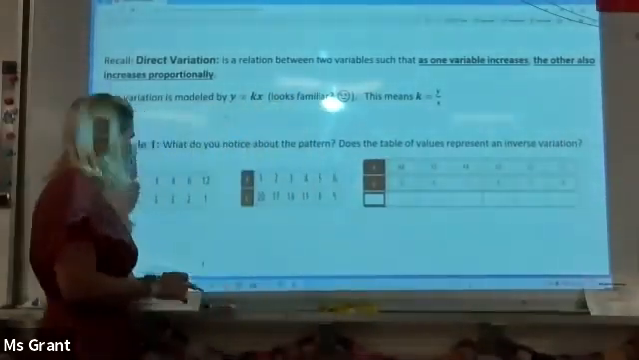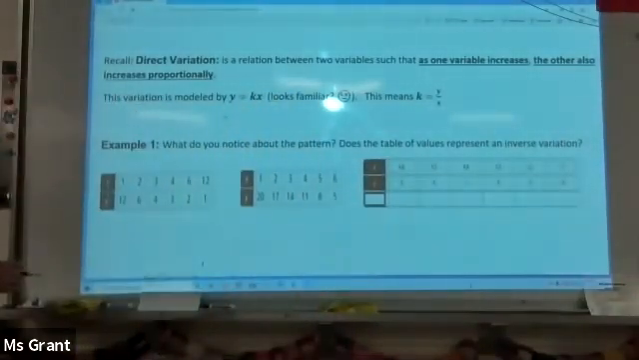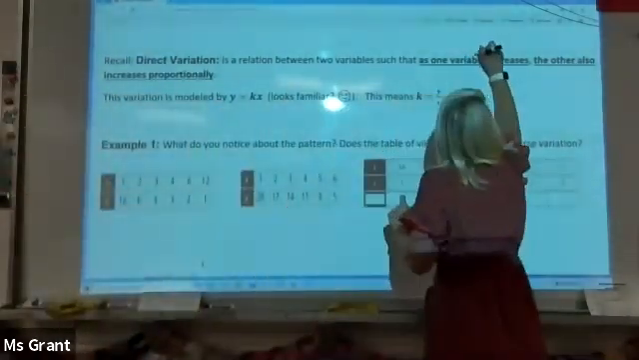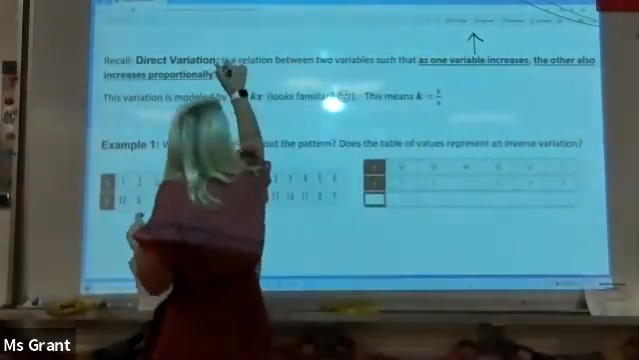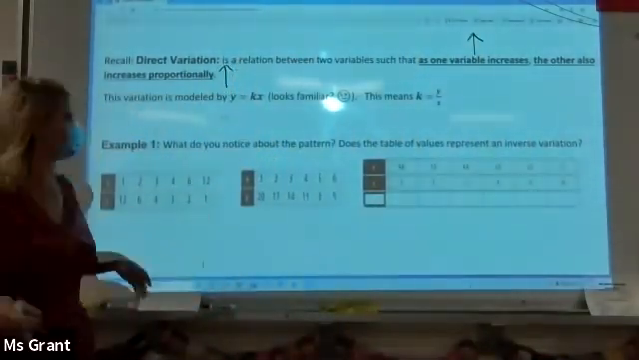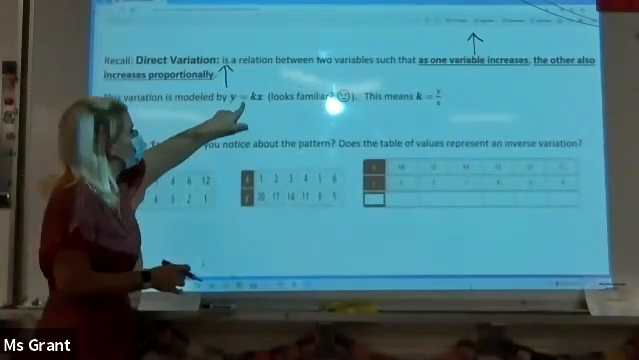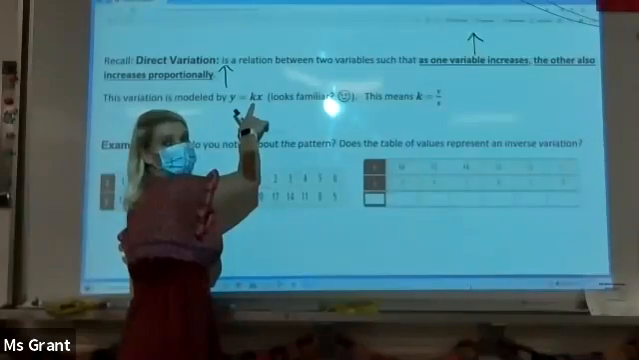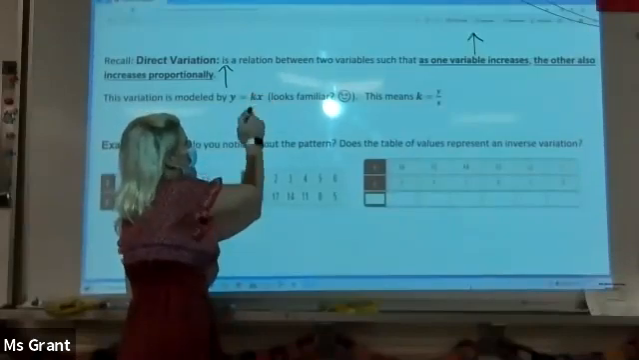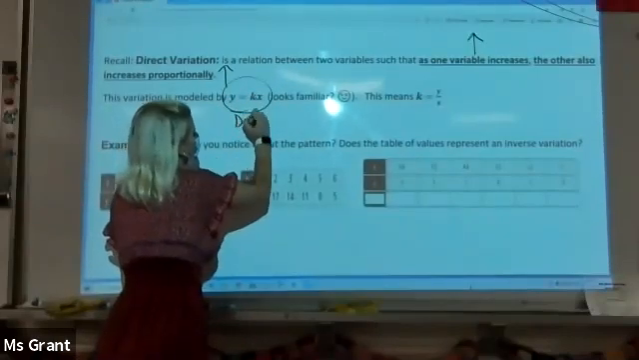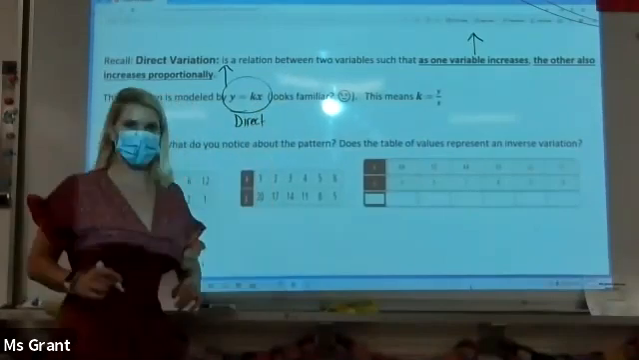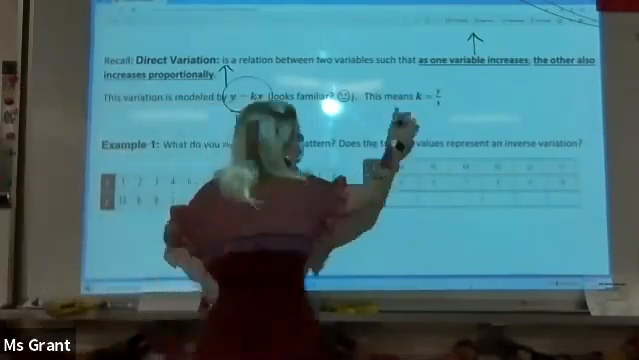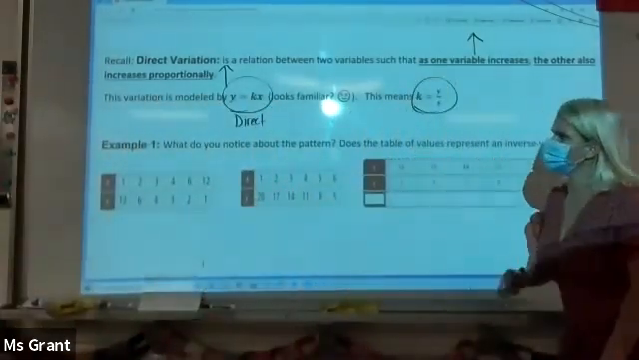Don't be a hunchback. So now the variation on direct is one variable increases and the other increases, and they increase at a proportional rate. The variation of this is y equals kx. There's no division problem. There's not k over x. They're directly related to each other. So this is direct. If I were to solve for k, I would get y over x.